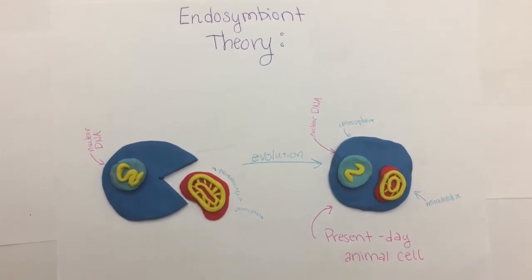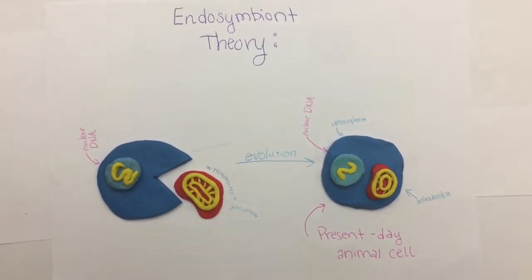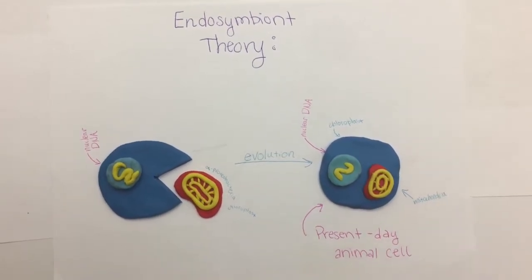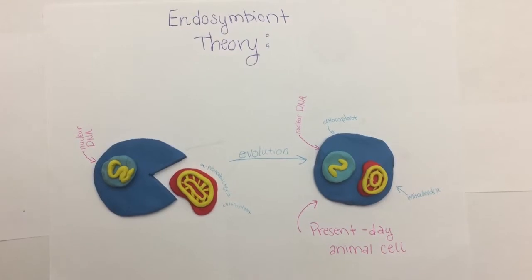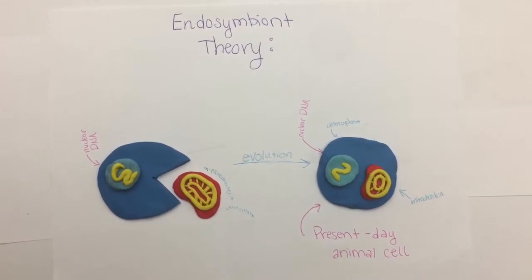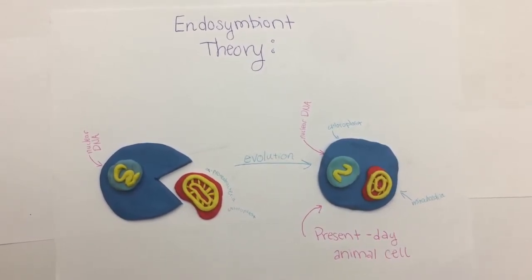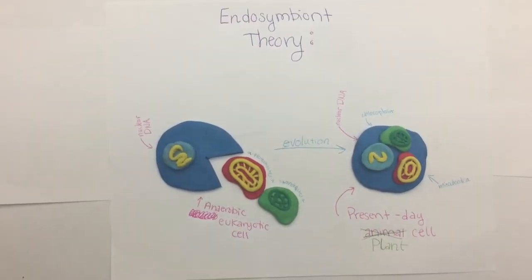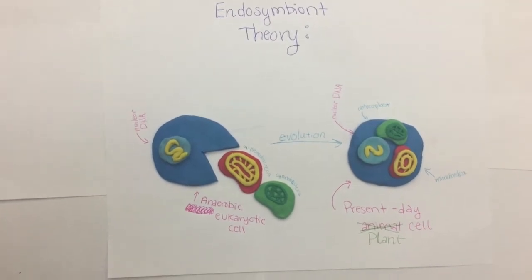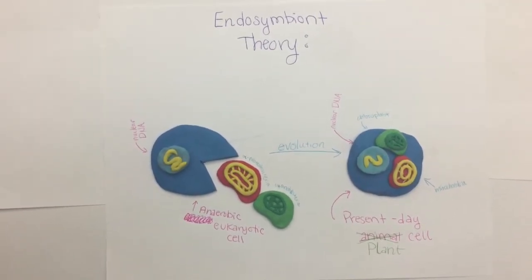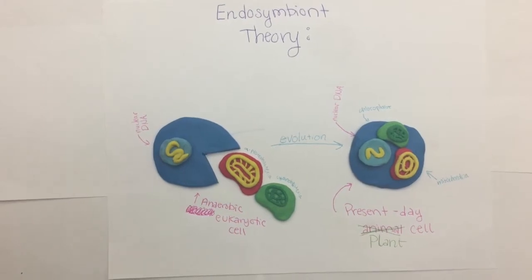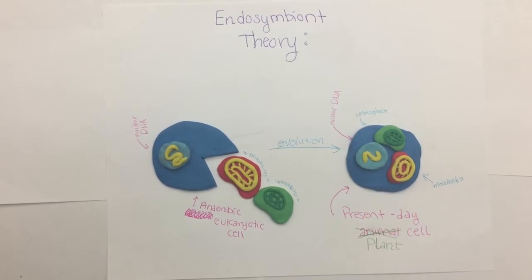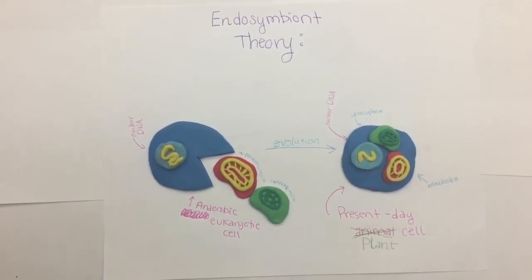Endosymbiont theory suggests that eukaryotic cells engulfed alpha proteobacteria because of their efficiency in respiration to create modern-day mitochondria. To create the modern-day plant cell, it is hypothesized that an anaerobic eukaryotic cell engulfed both the proteobacteria to become the mitochondria and a cyanobacteria to become the chloroplasts.